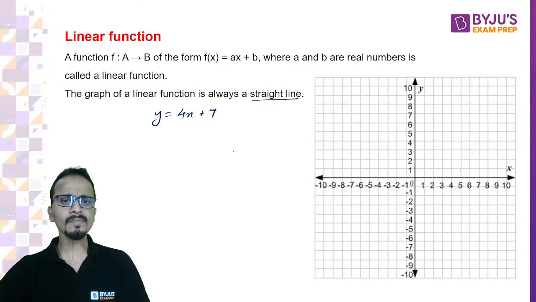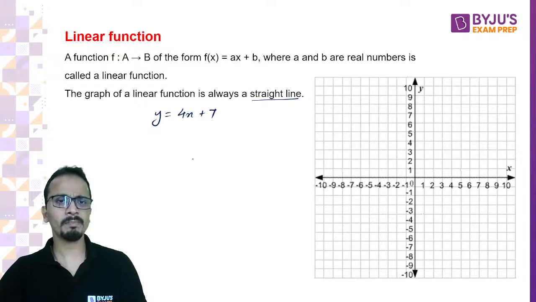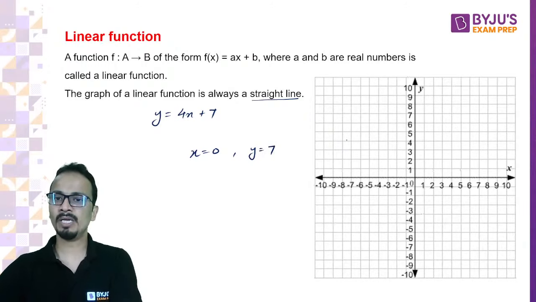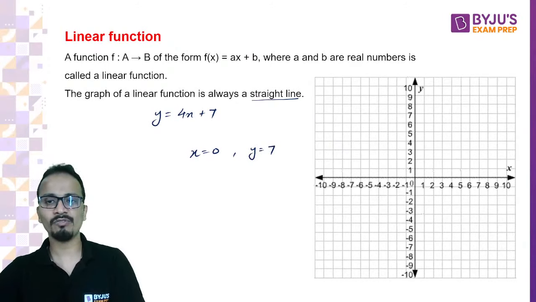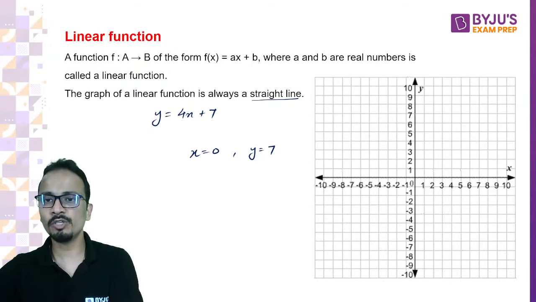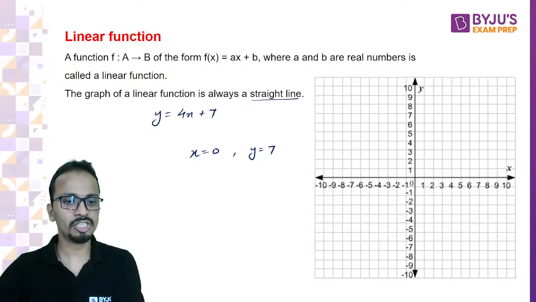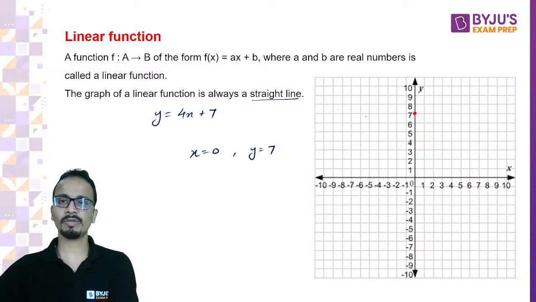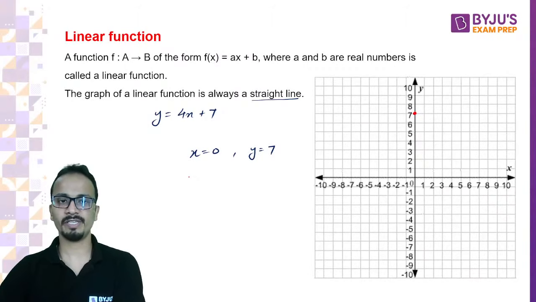I can obtain the first point by putting x equal to 0. So if I put x as 0, the value of y will be 7. Let's mark the point on the coordinate axis. So x equal to 0, y equal to 7. Let me change the color of the pen. So this will be the point: x equal to 0, y equal to 7.